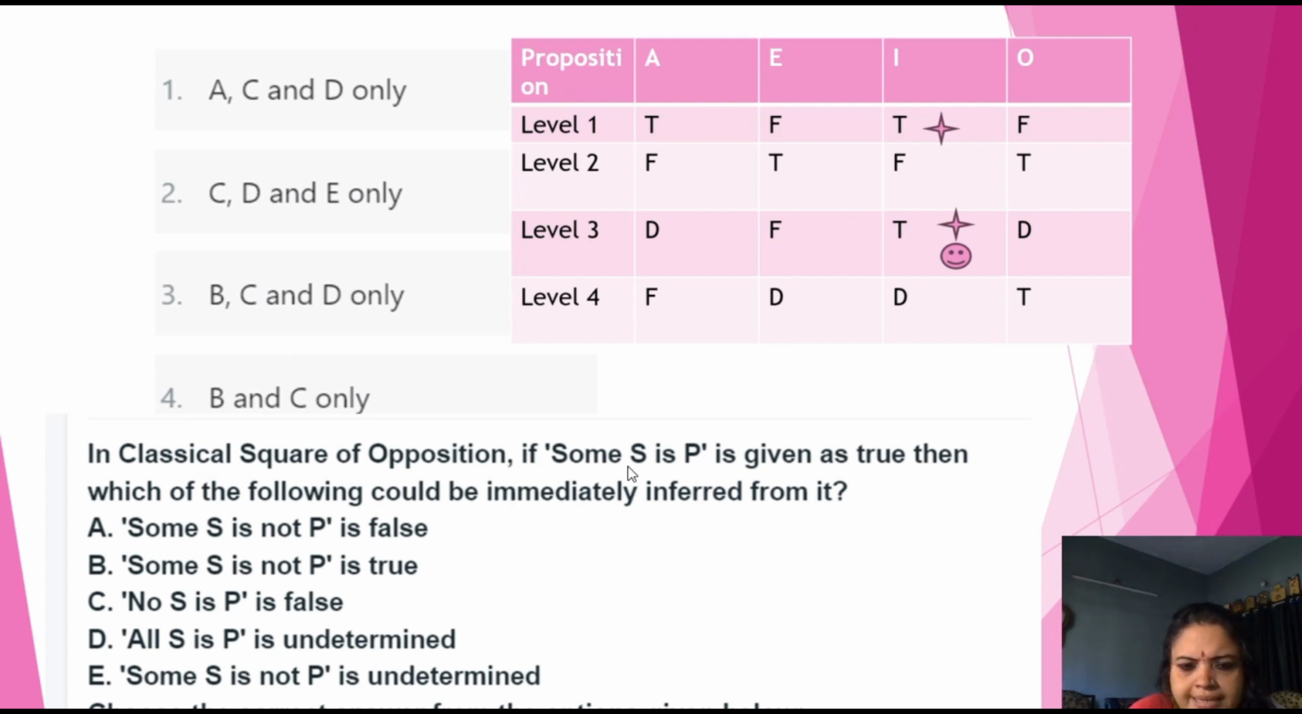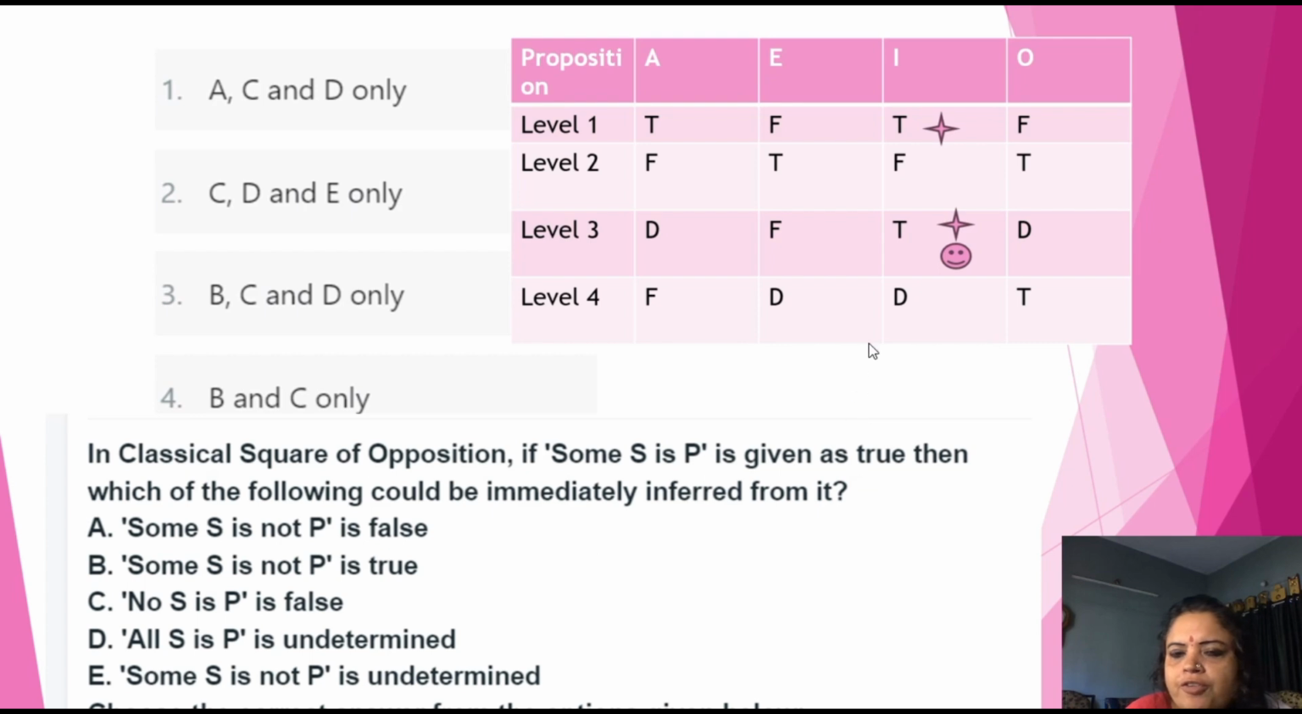Okay, so "some S is P" is given as true. "Some S is P" is an I statement. It is true here, and here also it is true. So there are two truths coming here, but we can find out which row it belongs to based on the questions we are given. Undetermined comes in level 3 only, so we have to look at level 3 only. Row 3 is the place we have to look into, not row 1, because the answers are coming in the undetermined rows. So let us now look.